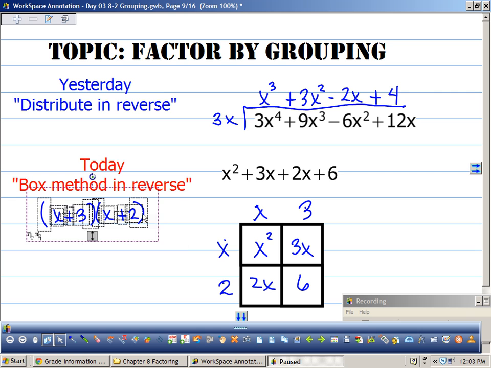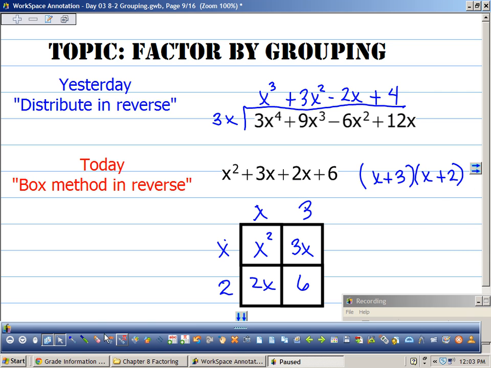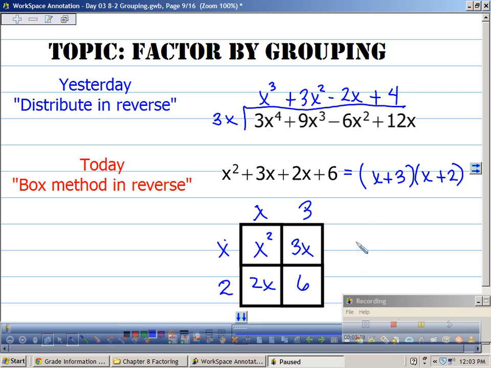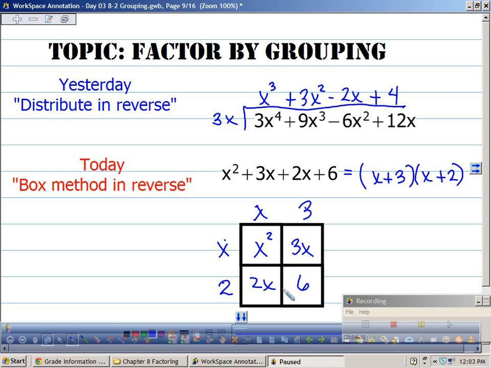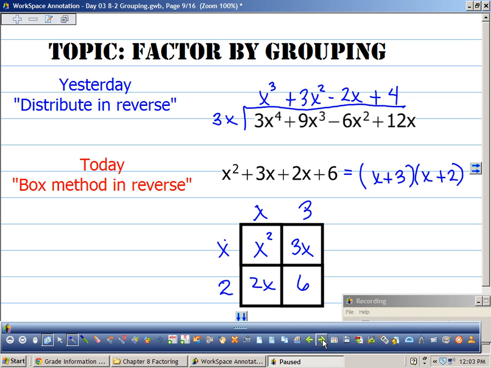Take all this and move it over here because that's our answer. And if we go back, isn't that exactly what we got here? Isn't that what this looks like? x squared, 3x up in the top, 2x on the bottom, 6 on this side? Doesn't that look exactly like this? Okay, let's move on.